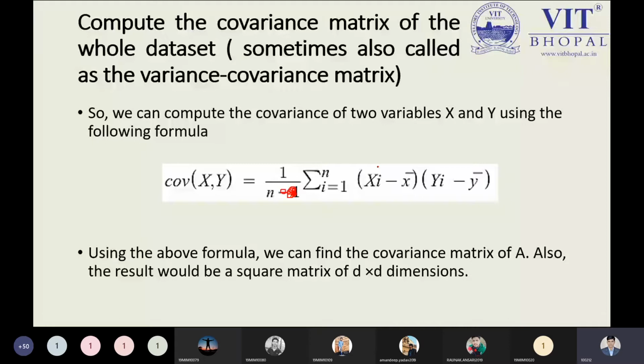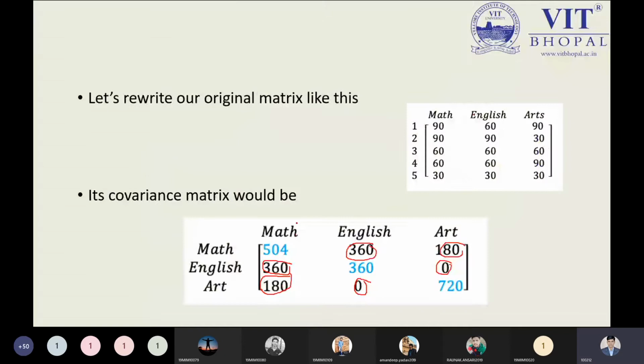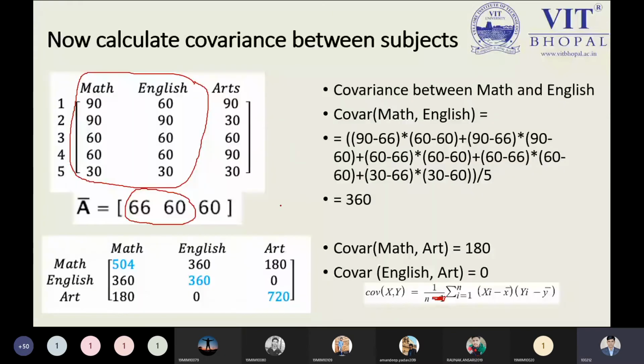So what is the covariance and how can we get it? This is a simple formula. To understand this formula, let us understand the variance. That portion we have already discussed: what is meant by the variance and how we can get it. Now it's time to calculate the covariance between math and English.